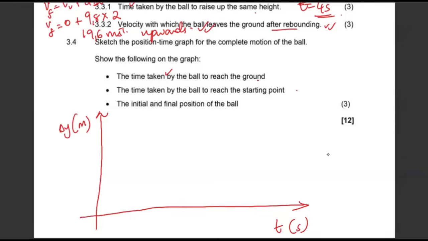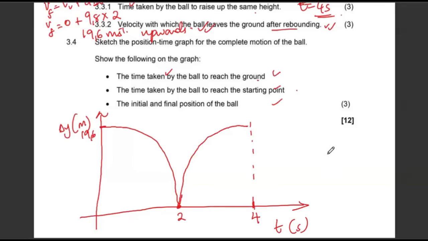Now it all depends on how you want to put your representation. So if I start from 19.6, the ball is going to bounce. And then after the bouncing, it will go back to the same height. Now what's going to happen is that the point at which it reaches the ground is 2 seconds. And then this point here, the time needs to be 4 seconds. So I think that's all that I need to represent, and then I'll get my 3 marks because we have all the factors that they wanted.